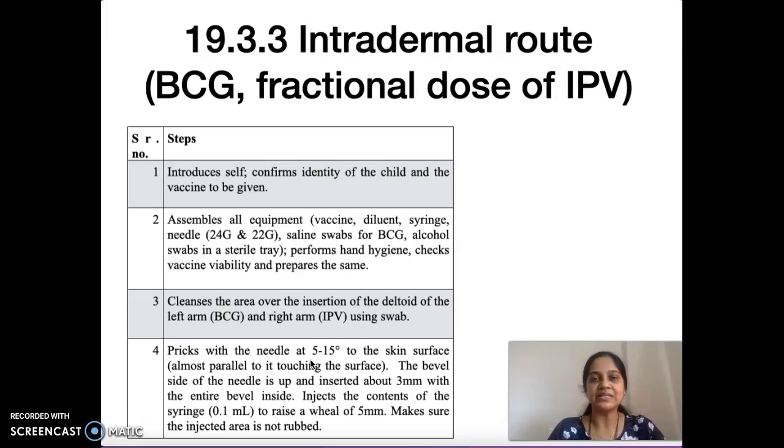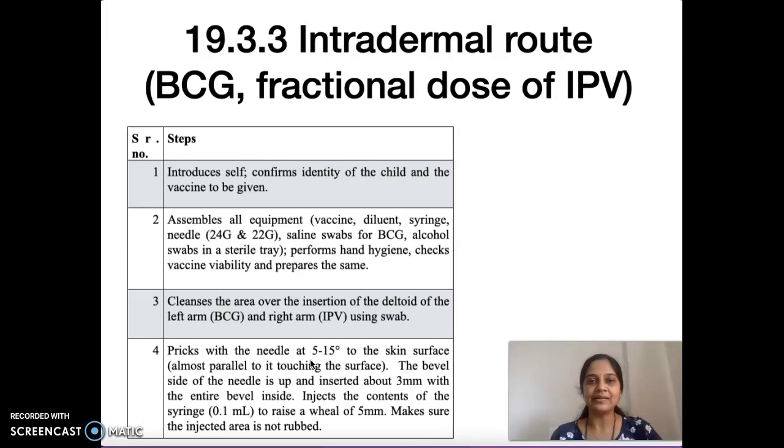When we give BCG, it is cleaned with a saline swab, and when we give IPV, it is done with either dry swab or alcohol swab. So once the area is cleaned, then the injection is introduced in intradermal fashion. For the BCG vaccination, it is the left arm which is chosen at the insertion of the deltoid, and for IPV, it is the right arm. To notice, BCG is given at birth and fractional dose of IPV is given at 6 and 14 weeks of life. This is as per the National Immunization Schedule.